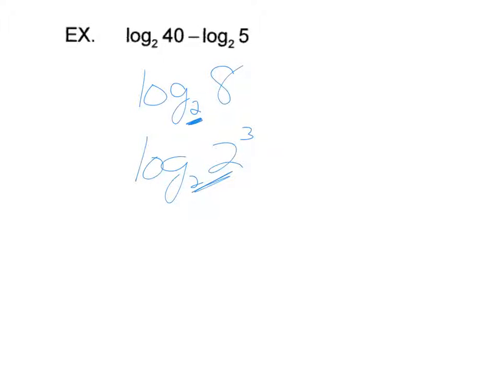Log base 2 of 40 minus log base 2 of 5. Subtraction condenses to division. So I'm dividing 40 by 5, which is 8. And then always check and see if the number you have can be changed to the base to some power. Can 8 be written as 2 to some power? Yes, it can be written as 2 to the 3rd. So the 2s are the same, all of this goes away, and you just have a 3.